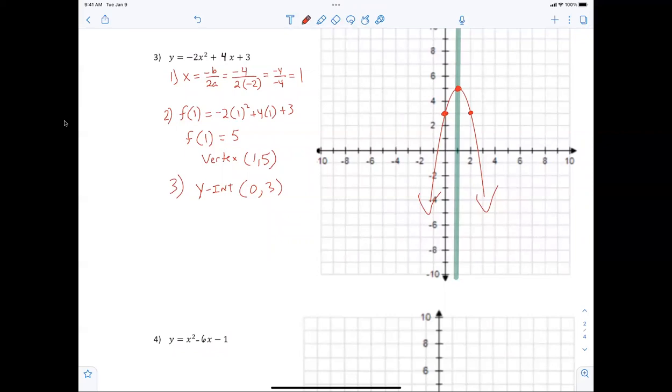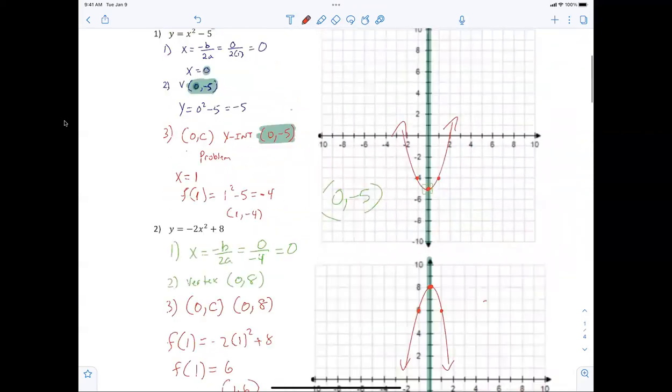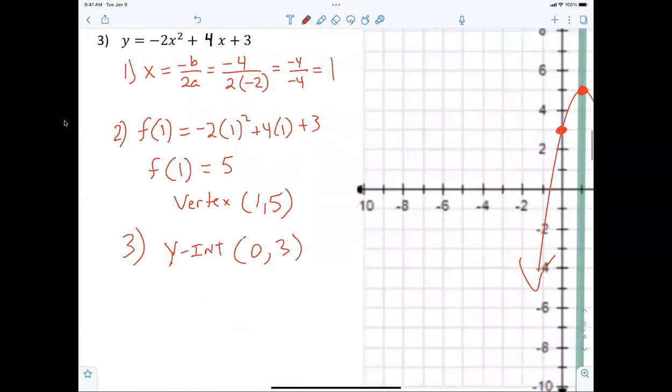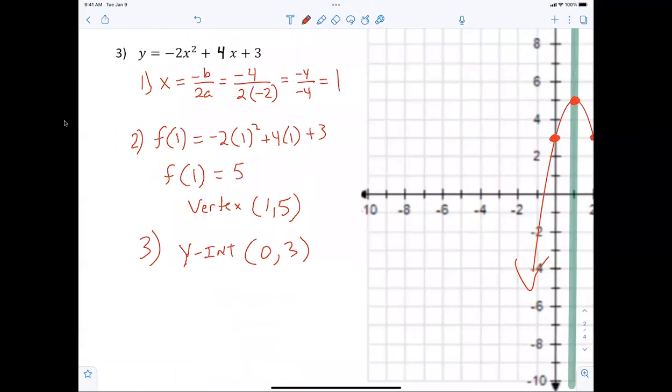So, for step number 1, when it's negative b over 2a, what is b? 0, because there's no x. No, not number 3, step number 1. The formula for finding the axis of symmetry is -b over 2a. Positive 4 is b, I know, but the formula is -b. That's why everybody should be following along step by step. It's a process. Simple little process.